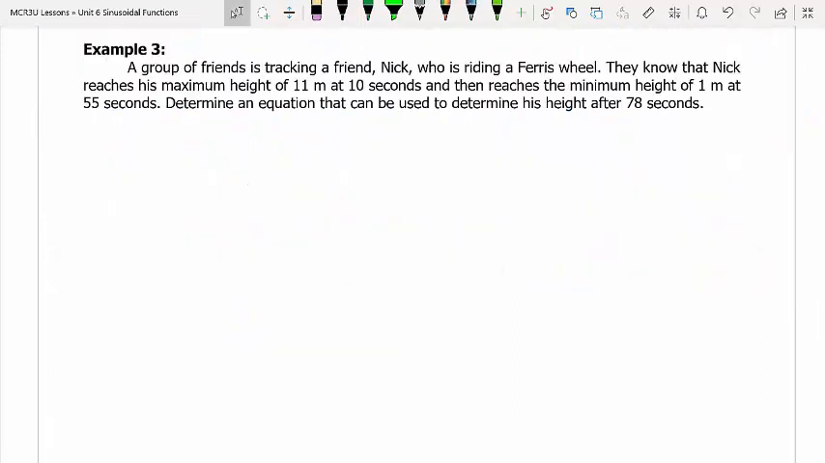Okay, our final example. A group of friends is tracking a friend, Nick, who is riding a Ferris wheel. They know that Nick reaches his maximum height at 11 meters after 10 seconds, and he reaches his minimum height of 1 meter after 55 seconds. Determine an equation that can be used to determine his height after 78 seconds.